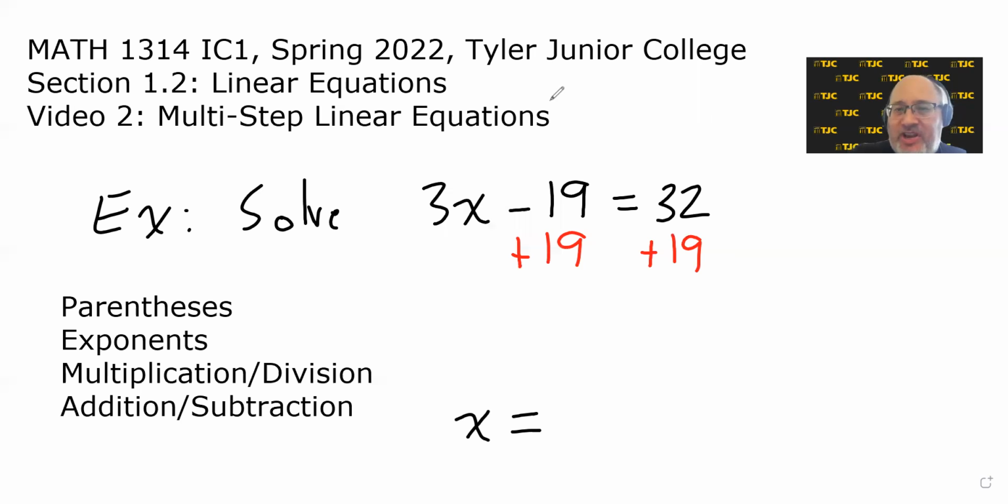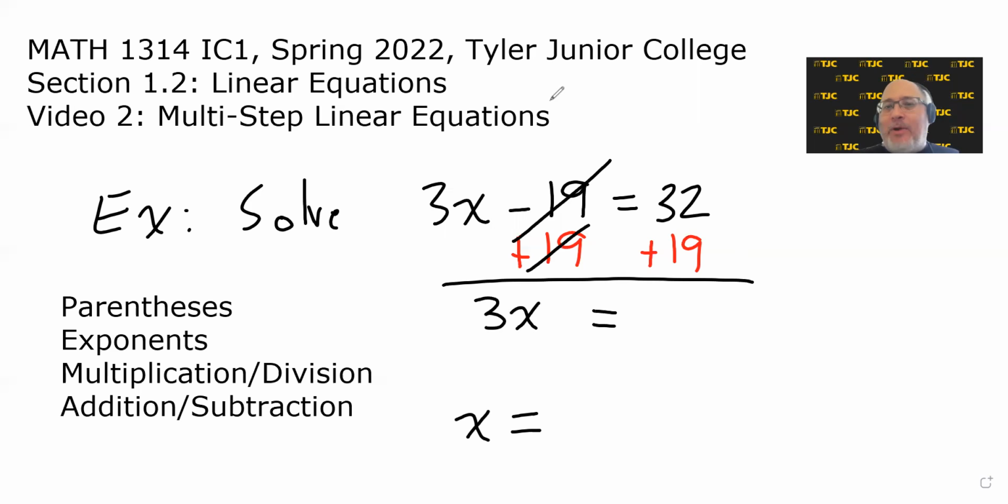The result is the 19s cancel. Remember, technically they turn into a +0, and that gets absorbed into the 3x, but essentially they just cancel. And on the right side, we get 32 plus 19, which I believe is 51. And now we're down to a single step equation. Get rid of the times 3 with the divide by 3. The 3s, quote unquote, cancel. They actually divide to make the number 1, which times x is itself. And on the right side, we get 51 over 3.